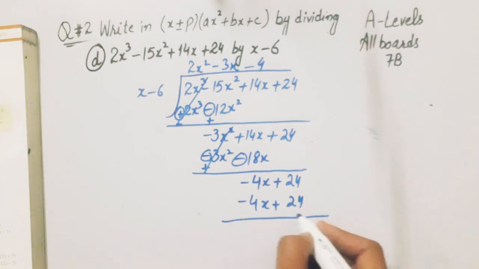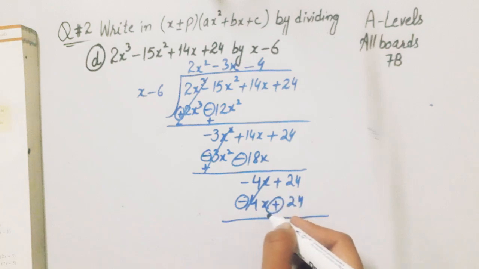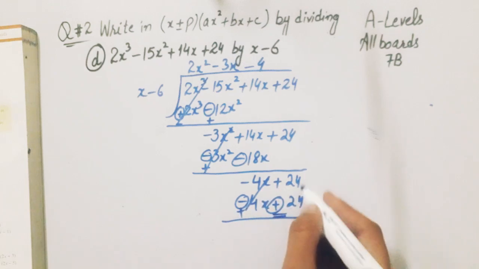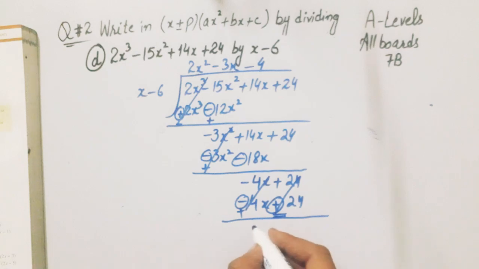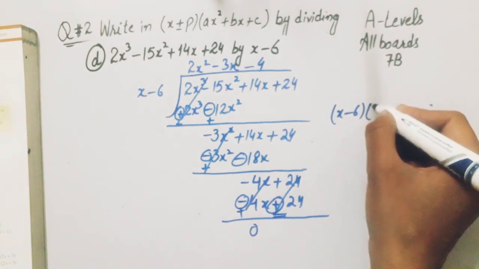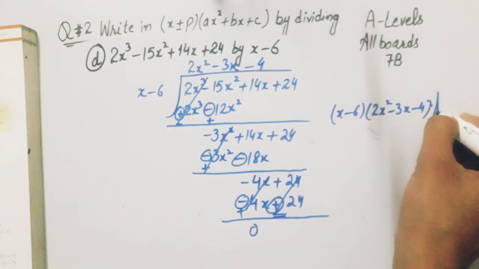So change the sign and we will get minus 4x plus 4x cancel out, plus 24 and minus 24 are also cancelled out. And now the factors of this question are x minus 6 and 2x square minus 3x minus 4. This is the final answer.